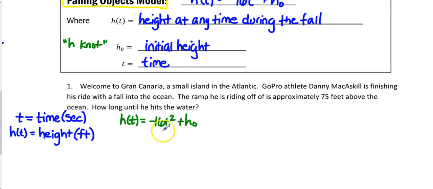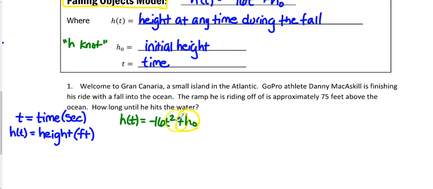This negative 16 actually comes from or deals with a physics connection to gravity on Earth. So for as long as we're dealing with questions on Earth, this negative 16 will never change. If we change the planet, then that number will change. And we actually will be looking at some examples on different planets later on. But for as long as we're on Earth, that number never ever changes. So really, the only thing we need a value for is this guy right here.